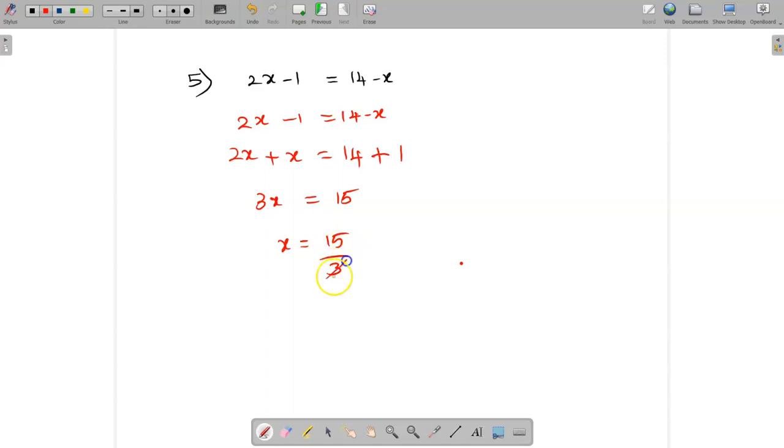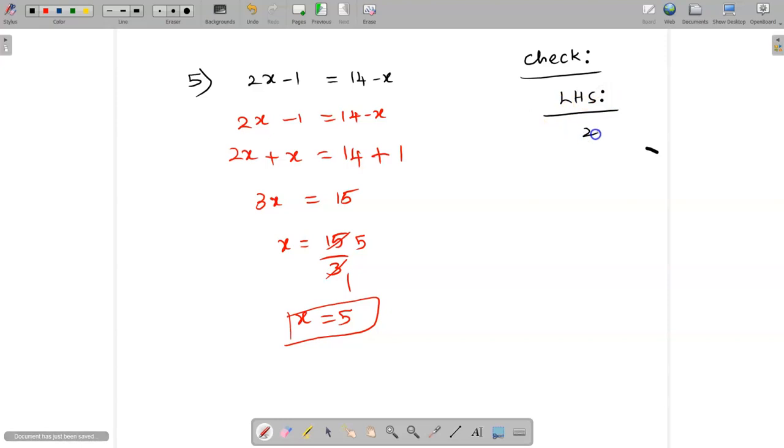So apply the 3 table, 3 1s are 3, 3 5s are 15. So 5 by 1 is 5. So x is equal to 5. We can write as it is. And then while checking the problem, take your left hand side. Left hand side is 2x minus 1. So write your left hand side as it is, and wherever I have x, I have to replace it by 5. So 2 into 5 minus 1.